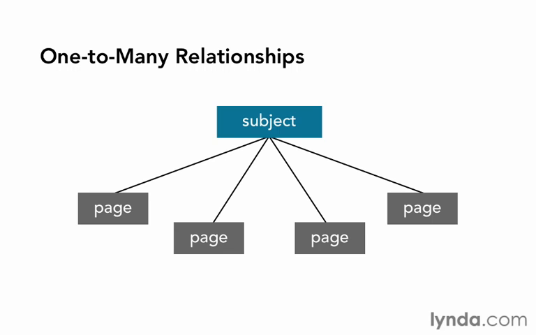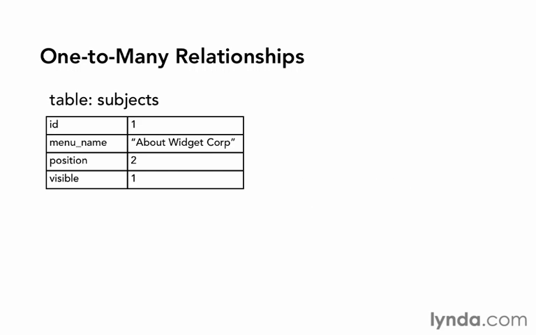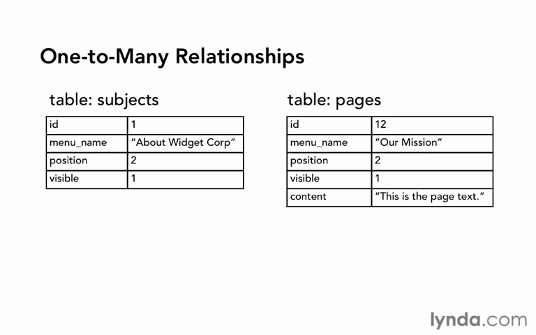So now that we understand why we need these relationships, how do we actually go about creating relationships in MySQL? We're going to use a foreign key. And you'll remember before I gave you the definition of a foreign key was a table column whose values reference rows in another table. So let's see how that works. Let's say we have our subjects table. We've seen that before. We have About Widget Corp. And then we have another table that we haven't created yet called Pages. And it also has an ID, a menu name, position, and visible. Plus it has another column for content, which is the actual content that we're going to display to the user. That's the real meat of our content management system.